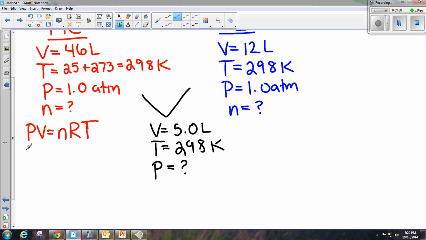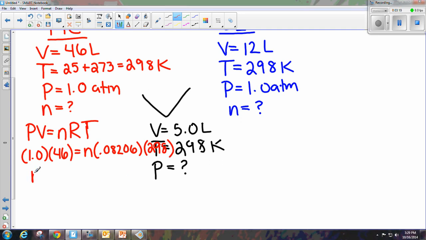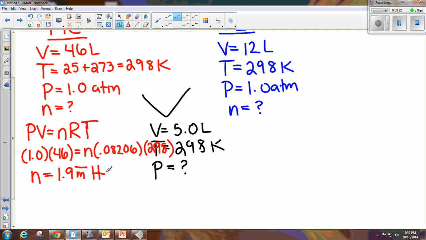So for the helium, 1 atmosphere times 46 liters equals n times R, 0.08206. Yep, I'm going to run out of room, times 298. So the moles of that is 1.9 moles of helium.